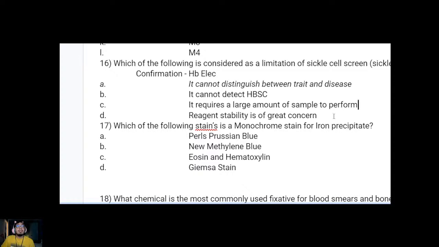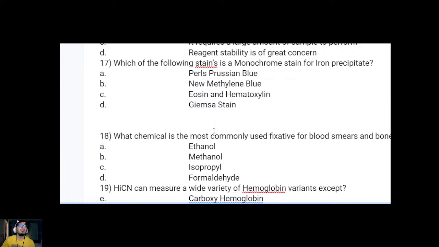Reagent stability is of great concern? No, it's not, because the acid is usually separated in the kits for the sickle cell solubility test. There's a one week stability once you mix the reagents, but it can last a long time. So that's a big no-no. The only thing you can say is that it can be confirmed by hemoglobin electrophoresis.